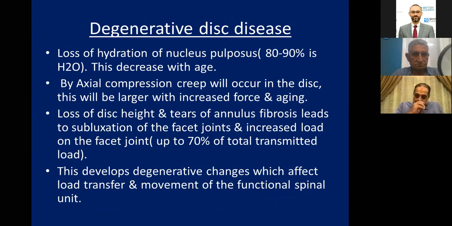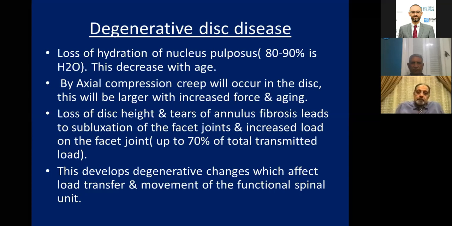What is degenerative disc disease? In degenerative disc disease, there is loss of hydration of the nucleus pulposus. About 80 to 90% of the water is lost. The water content decreases with age. Also, by axial compression, creep will occur in the disc, and this will be larger with increased force and aging.